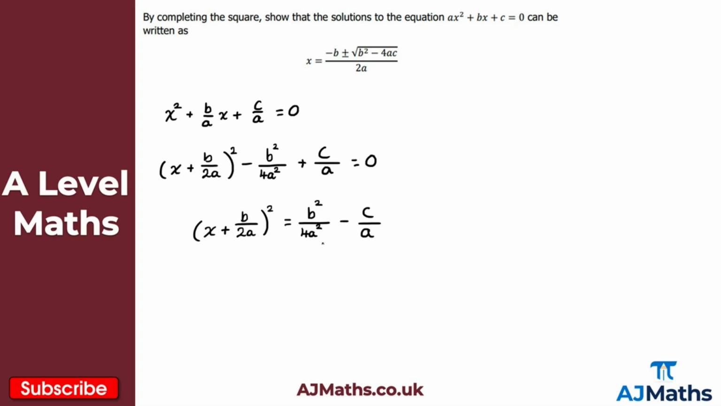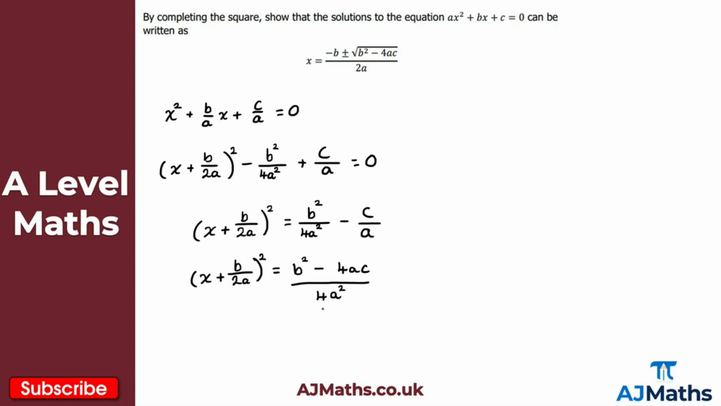Now, what I'm going to do here is get the right-hand side over a common denominator to start with. So I'm going to get x plus b over 2a all squared, and that's going to be equal to b squared. So if I get this over a common denominator, that's 4a squared, and this is a. So I need to times this fraction by 4a. If I times it by 4a, we get a common denominator of 4a squared. That's going to be b squared minus 4ac, because we need to times the numerator by 4a as well. So that's 4ac, and this will all be over 4a squared.